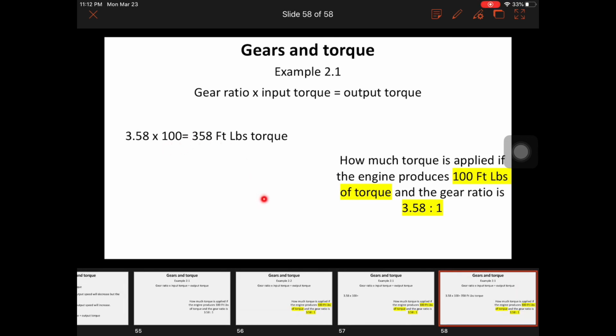And remember, on RPM and torque, if it's a direct drive, if it's 1-to-1, the only time this applies is if it is exactly 1-to-1. But if it is 1-to-1, our output RPM and torque does not change at all.